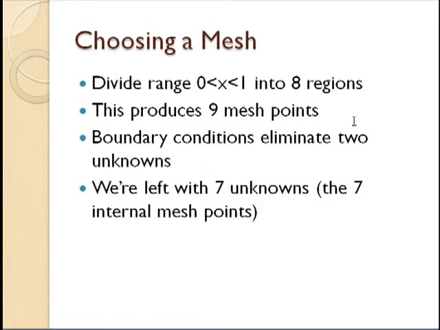So for the sample, I'm going to choose 8 regions in my mesh. I have boundary conditions at x equals 0 and 1, so I'm looking on the interval 0 less than x less than 1. I divide that into 8 intervals, so h now is 1 over 8. This produces 9 mesh points because I have the 2 ends plus the 7 internal points. The boundary conditions tell you the values at the ends. Those are both 0. So we're left with 7 unknowns, which is the 7 internal mesh points. If I write that algebraic equation at those 7 unknowns, then I have 7 equations, 7 unknowns, and then I can deal with the system.